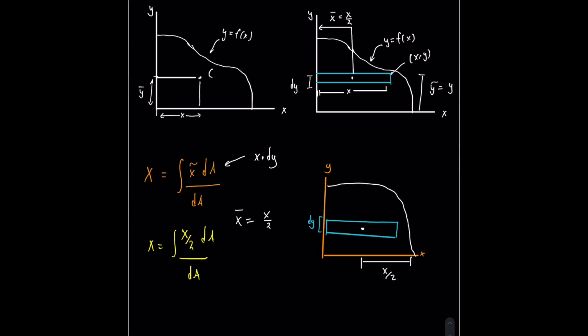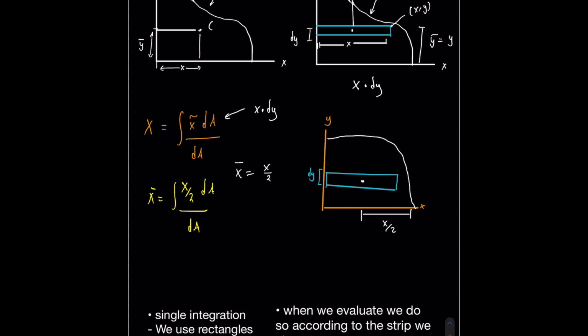Now for the area, notice how all these strips are infinitesimal dy's. You would get those dy's and run them across the x-axis. So your area would be x times dy here. And these are the equations we use to evaluate the centroid. Now we use single integration with these rectangles, and when we evaluate a problem, we do so according to the strips we choose.